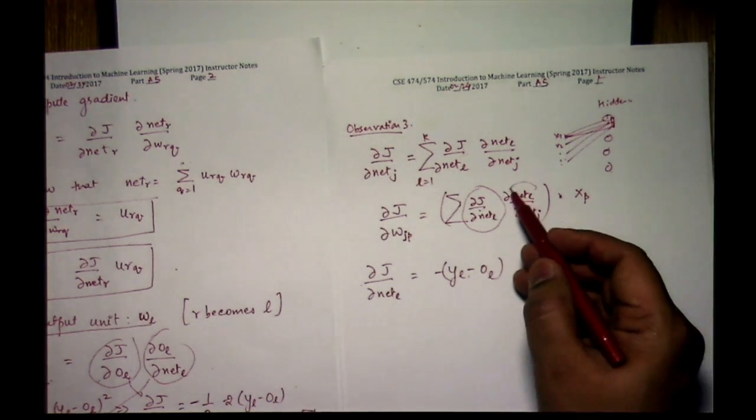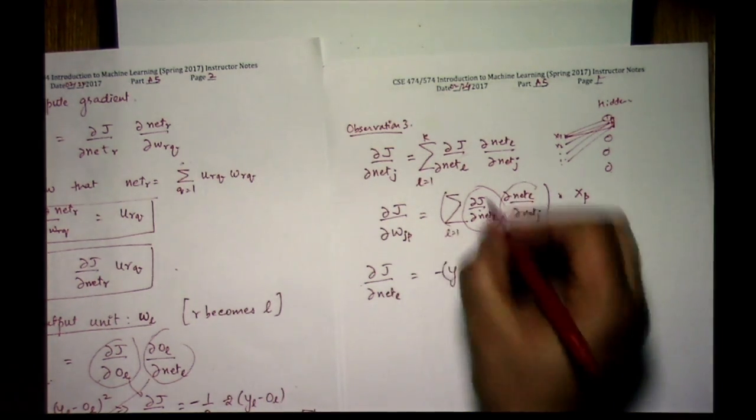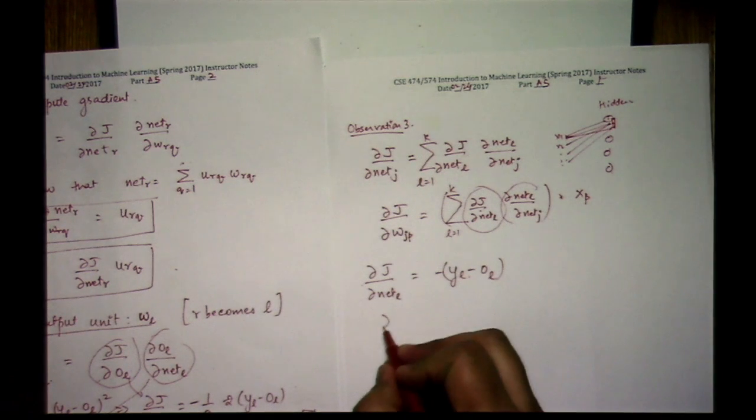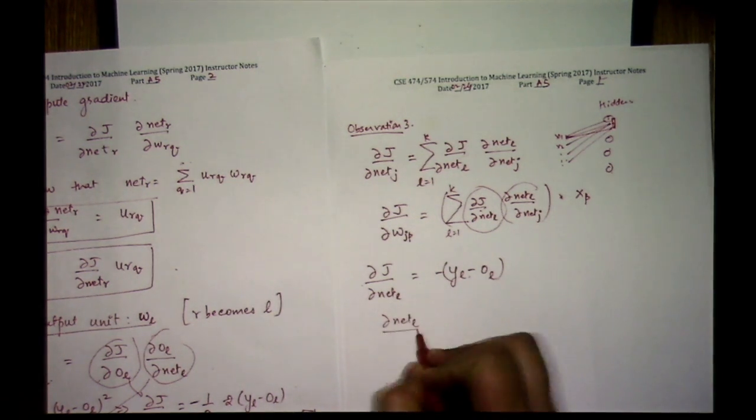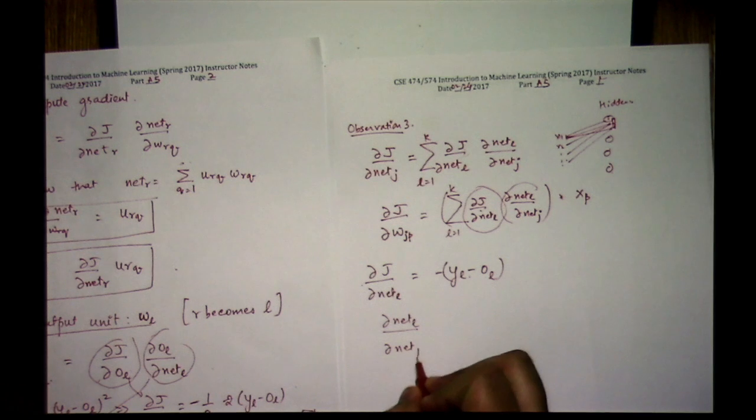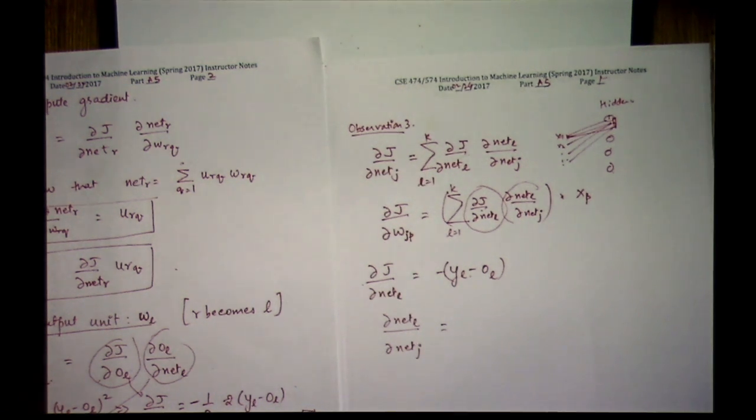Now let's see what is this part. Now this is L equal to 1 through k. So what is net of L with respect to net of j? Any questions so far? Okay, good.